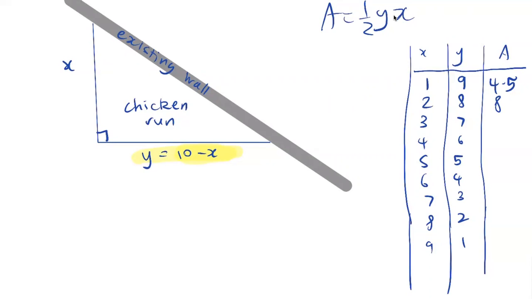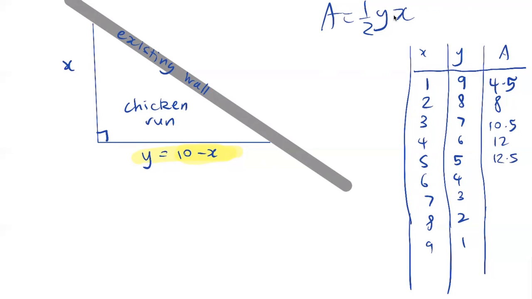And then 3 times 7 is 21, and half of that is 10.5. And 4 times 6 is 24, and half of that is 12. 5 times 5 is 25, and half of that is 12.5. So it seems to be increasing as we continue to go up. So the question is, is it going to continue to increase? Well, we'll have a look.